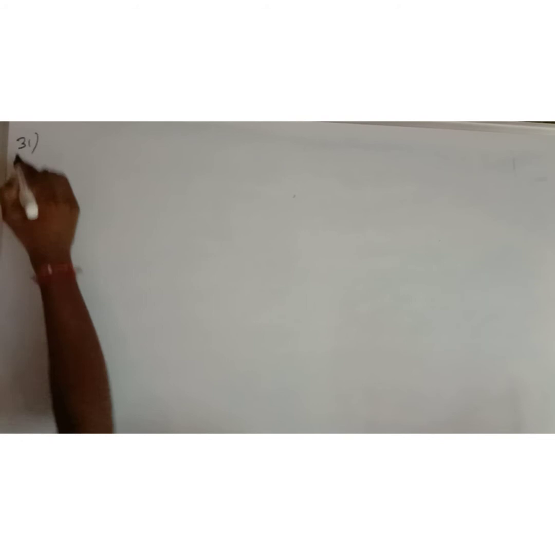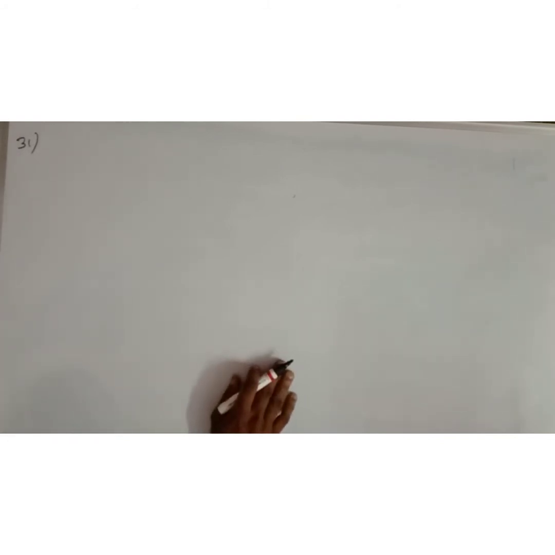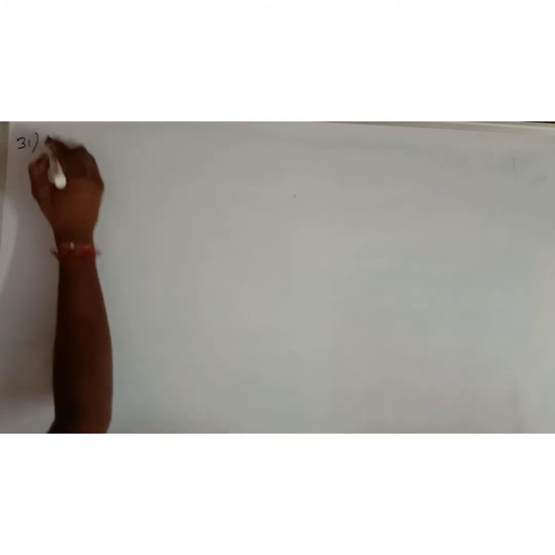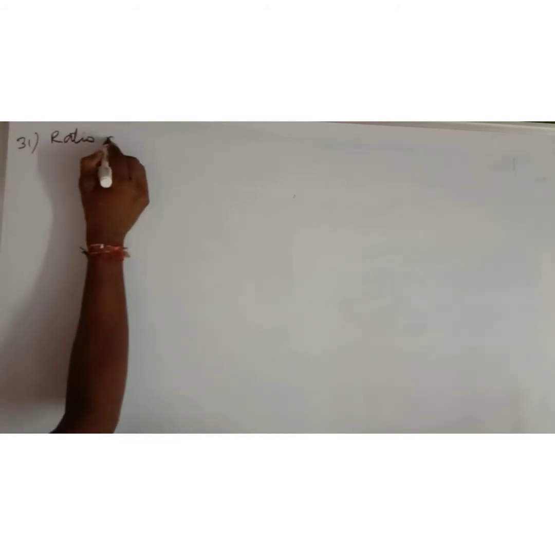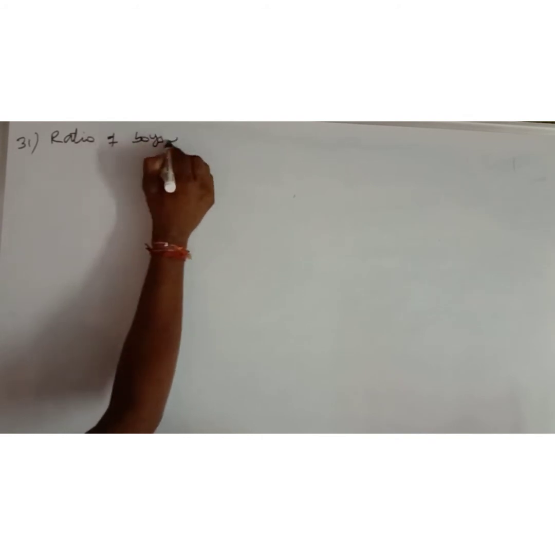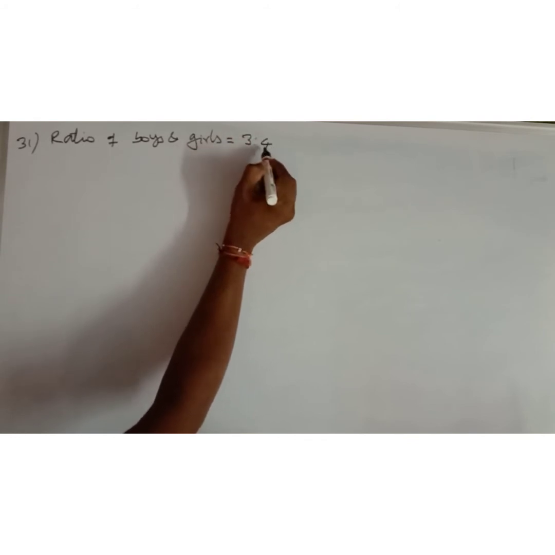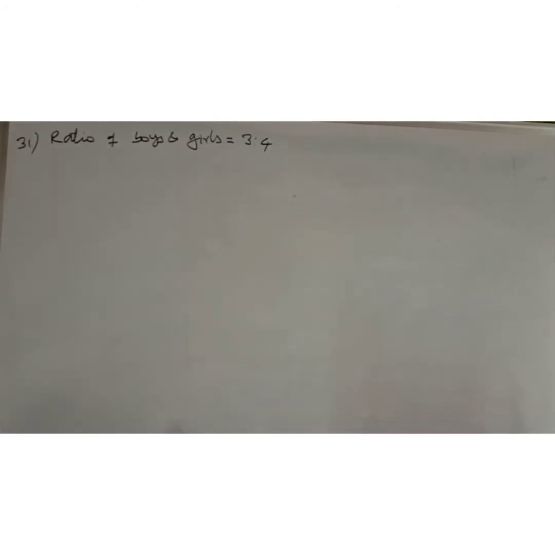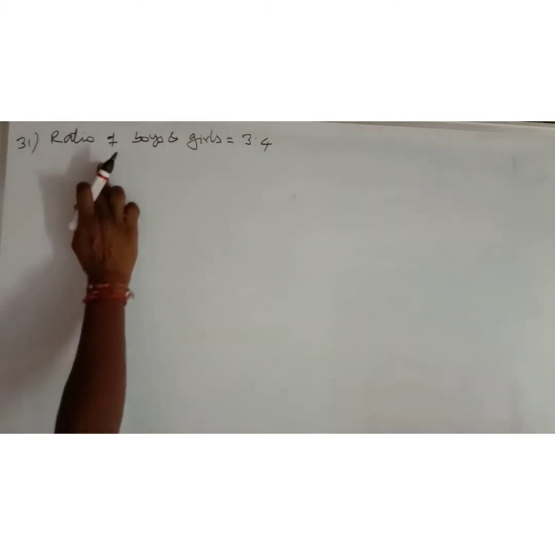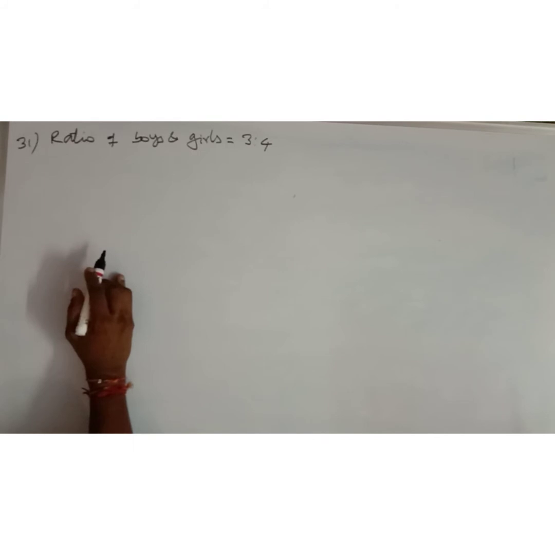The next, 31st question, is: the number of boys and girls in a class are in the ratio of 3:5. Then find the strength of the class if there are 10 girls more than the boys. Now here the ratio of boys and girls is given, and one condition is given: find the strength of the class if there are 10 more girls than boys. That means 10 girls are more than boys.